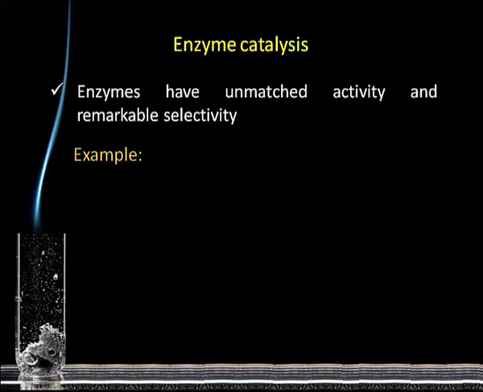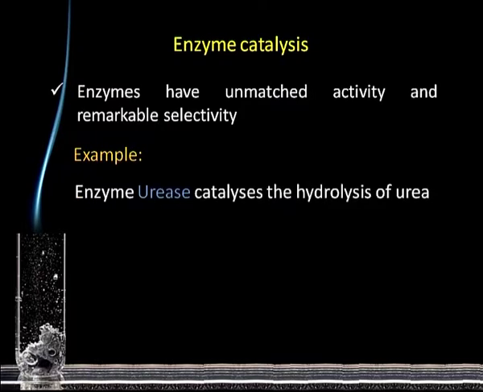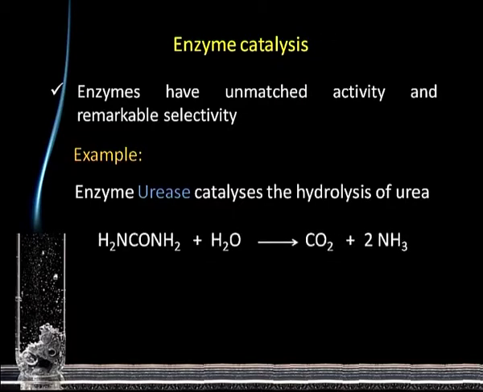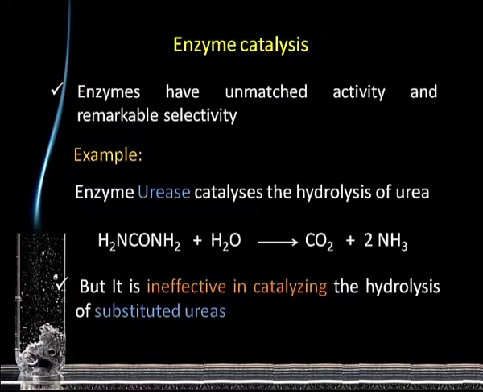Let us take one example. Enzyme urease catalyzes the hydrolysis of urea. The simple reaction is here. Urea hydrolyzes to give carbon dioxide and ammonia. And if it is used for hydrolysis of any substituted ureas, it doesn't function. That is the specificity of this enzyme.